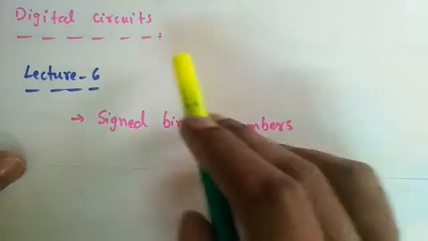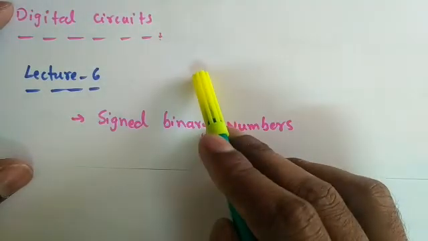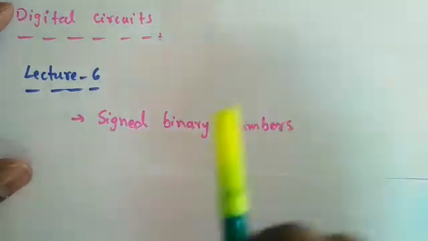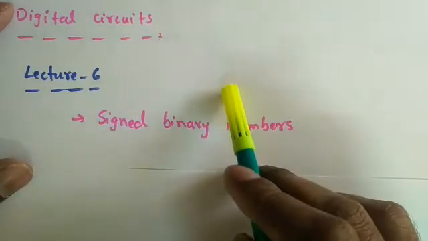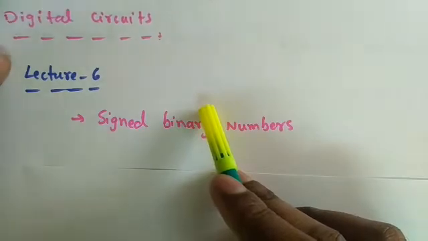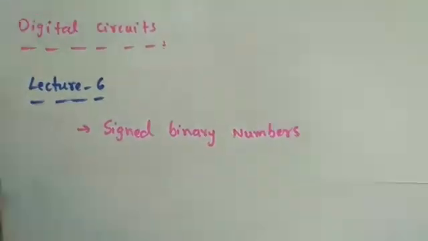Now, in digital circuits, as I said in the previous lecture, if we want to subtract two numbers, that subtraction also we will do by the addition method only. That will make for very simple circuits or simpler methods, right? So that we need to discuss today, that is, signed binary numbers.